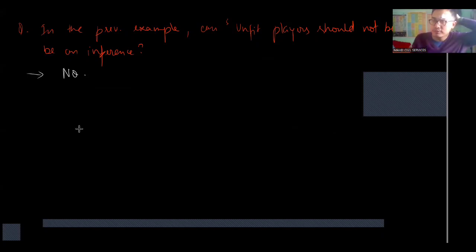Now, in the statement, the premise is given, and you have to find the assumption. Let's see some other examples related to this.